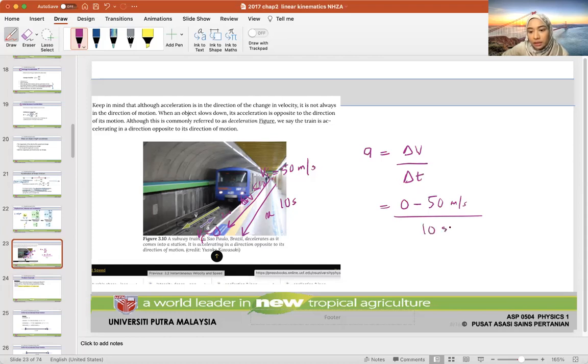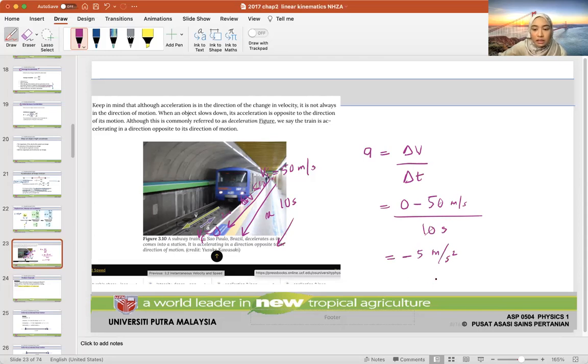So 10 second. Okay, so this gives me minus 50 over 10, which is 5, then 5 meter per second squared. Minus, I have a minus here. Velocity is going out. Velocity is this way. Tadi pula kita cakap pasal minus. So what does the minus indicate?